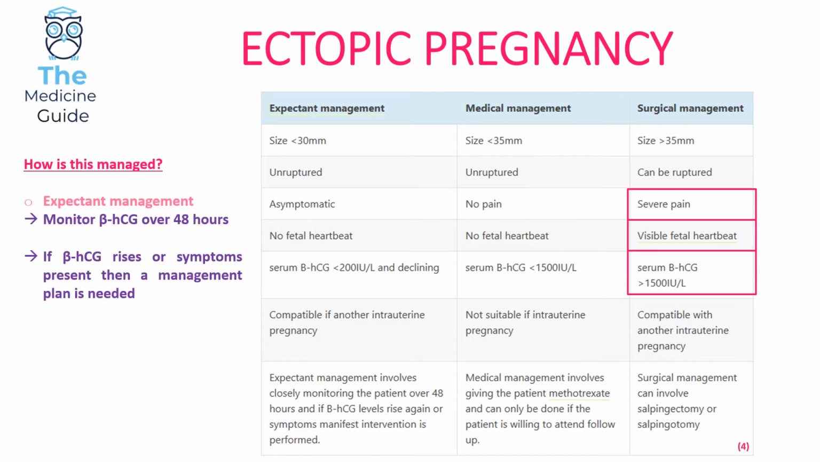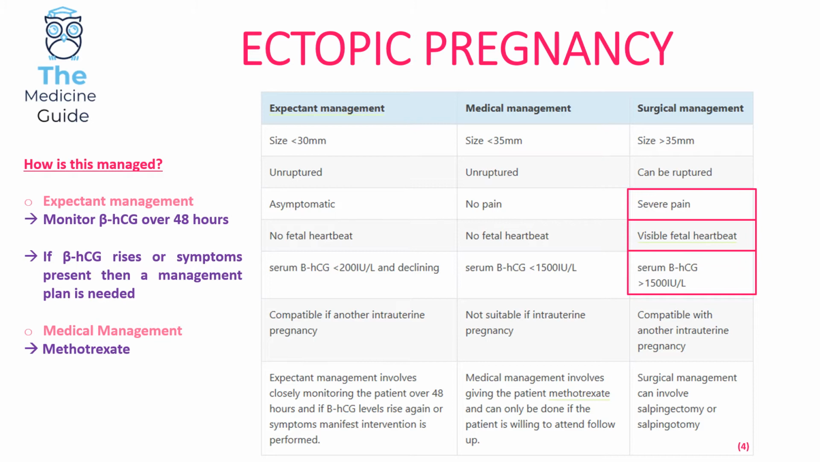Expectant management involves healthcare professionals monitoring the beta-HCG over 48 hours, and at this stage we're expecting the beta-HCG to be less than 200 and it should decline. Now, if the beta-HCG begins to rise, or if symptoms begin to present or there's an exacerbation of the woman's symptoms, then we need to consider a management plan. This management plan would involve either medical management or surgical management.